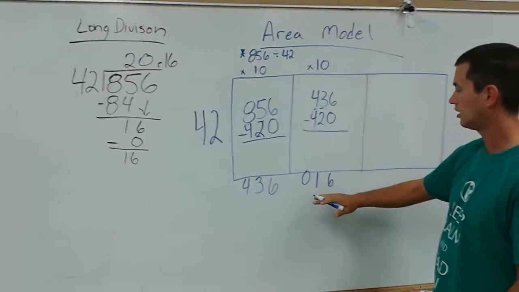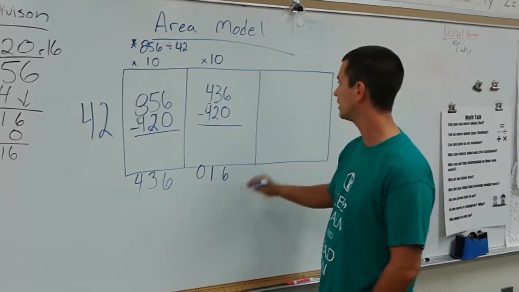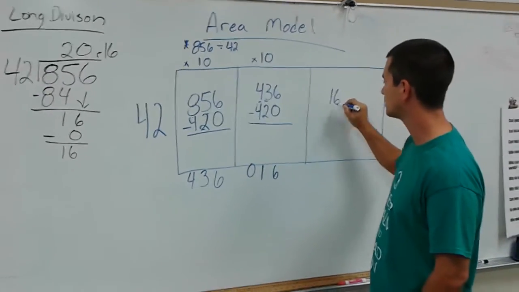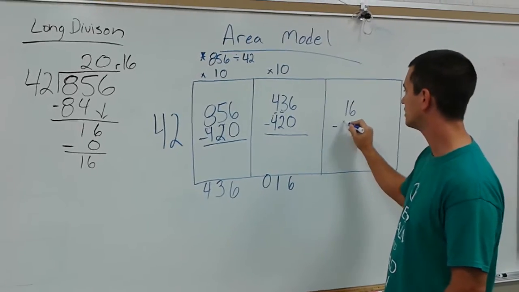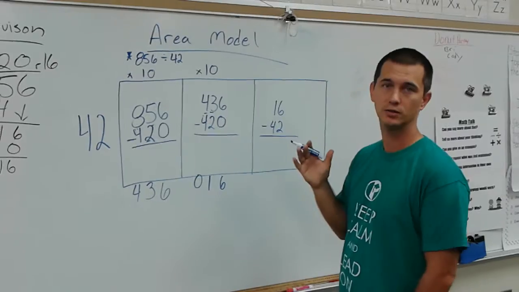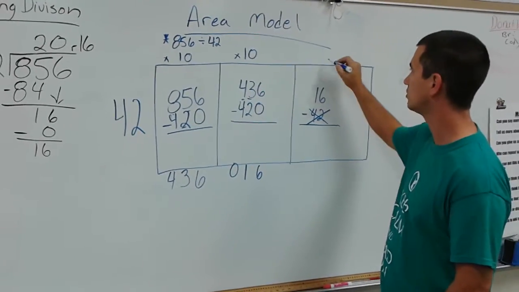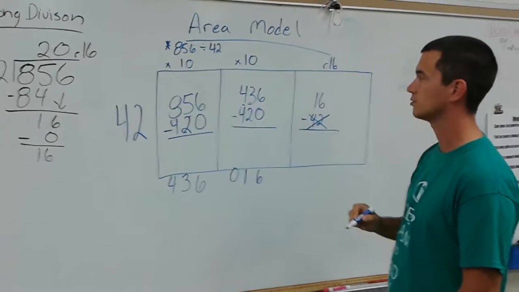Some of the students will stop here if they're familiar with it, and that's fine. But some of the students will bring the 16 up to this box, and they'll try to take the 42 away. At this point, the student should realize, I can't do it. So since they can't do it, this will be removed, and the 16 will become the remainder. So it becomes remainder 16.